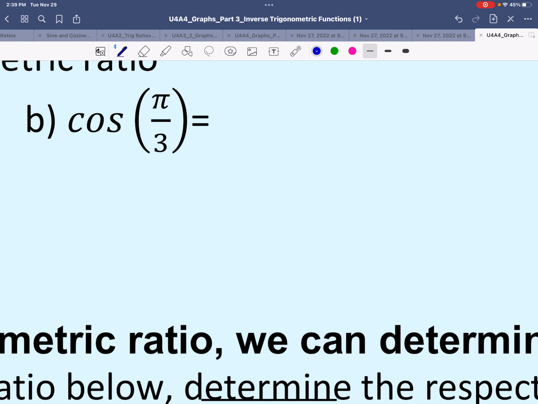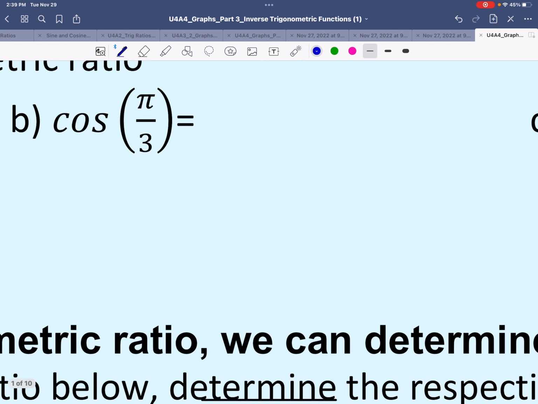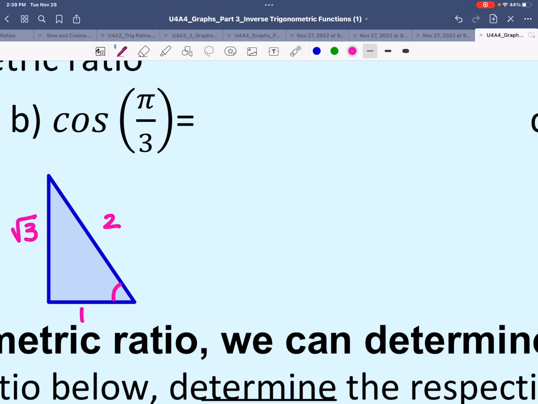And what I'm going to do is draw the special triangle. This time, I'm going to draw the special triangle that contains the angle 60, and this would be the 1, 2, root 3 triangle. Again, these are measurements that we need to memorize. And this is angle pi over 3. We're finding cosine, which means we're using adjacent over hypotenuse. So in this case, the cosine ratio will be 1 over 2.